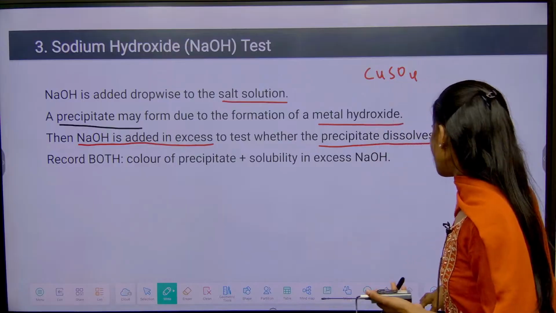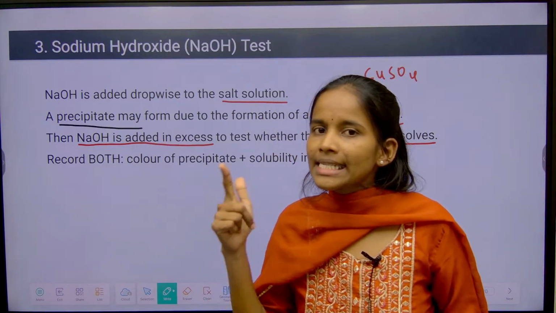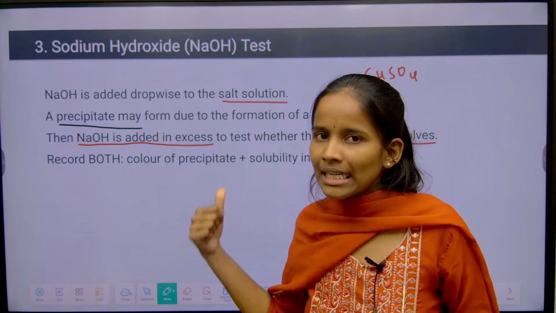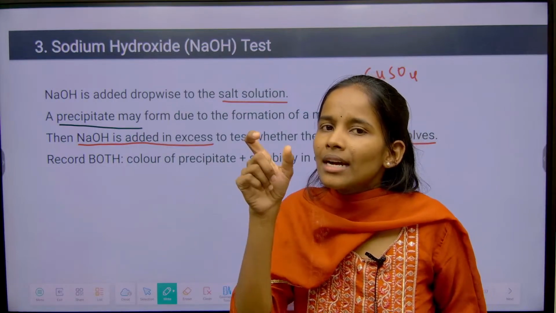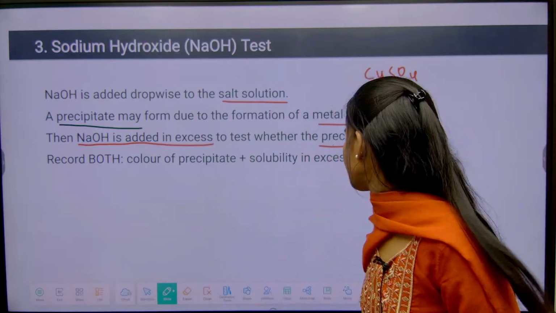Whatever precipitate we get, we check whether it dissolves or not. So what are we finding? First, we check whether the precipitate is formed or not, and second, by adding excess amount of the reagent NaOH, we check whether the formed precipitate dissolves in NaOH or not.